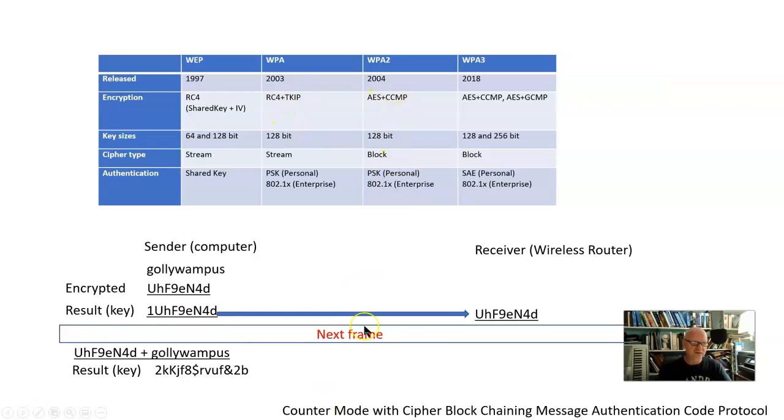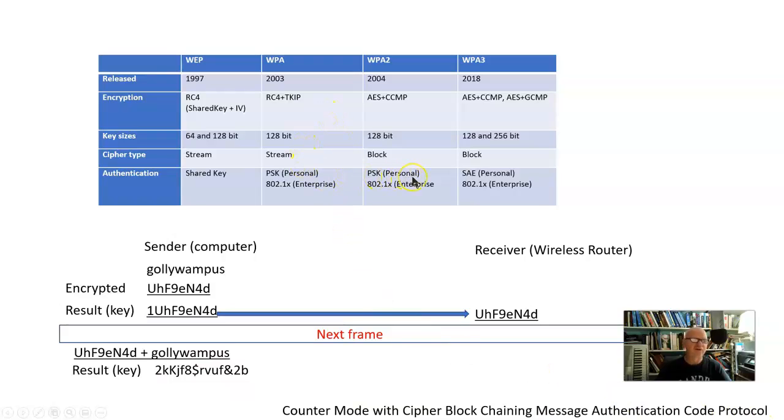And by the way, CCMP stands for Counter Mode with Cipher Block Chaining Message Authentication Code Protocol. Counter mode, we've got the counters. Cipher block chaining, this is that chaining system where we keep chaining the output of the last results to the input of the next one. Message authentication code protocol. So that's how it works.